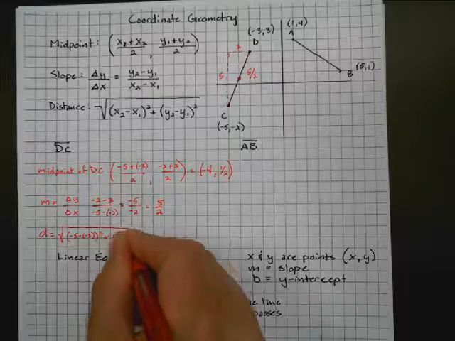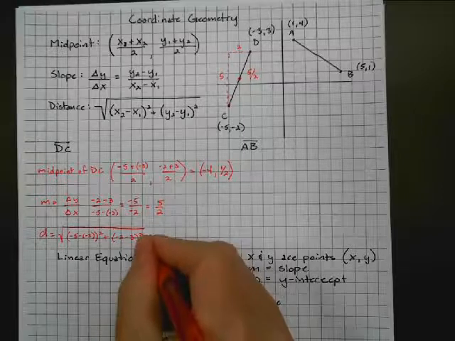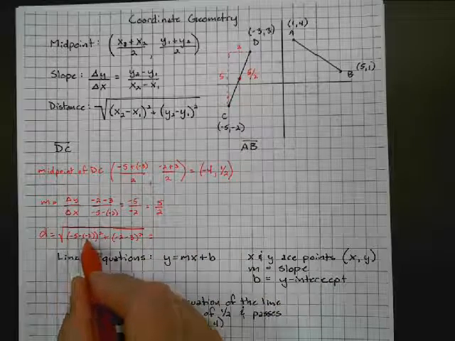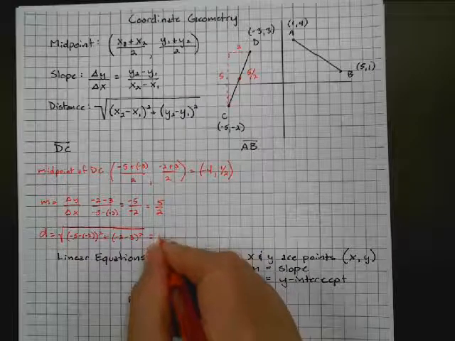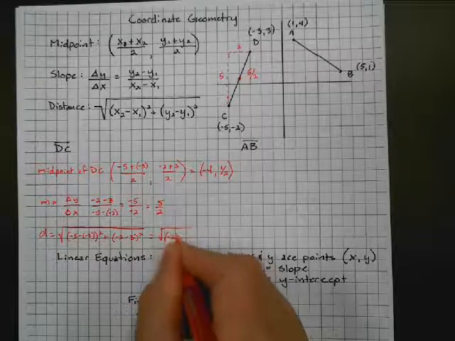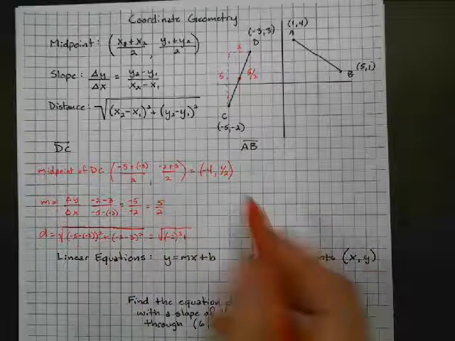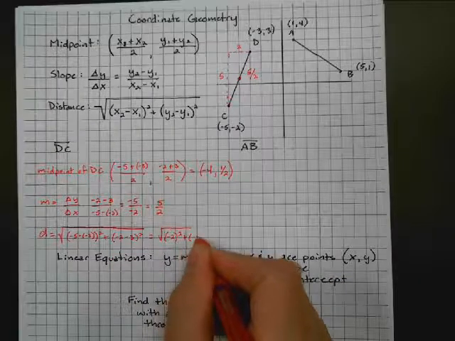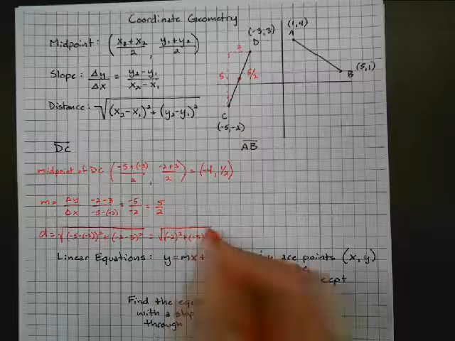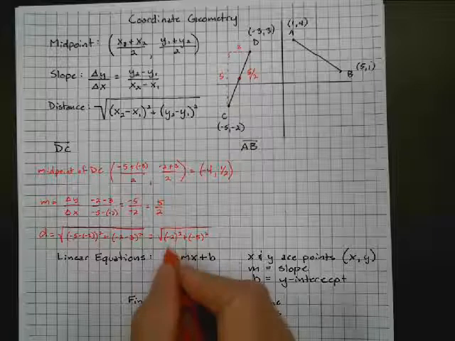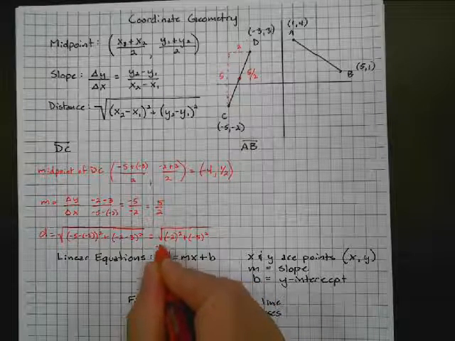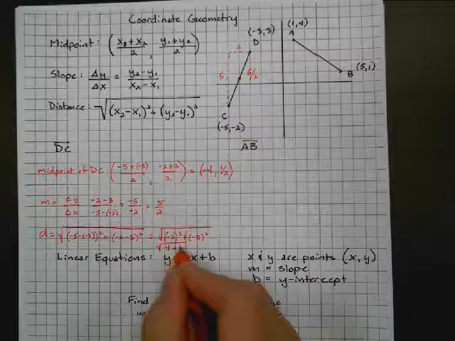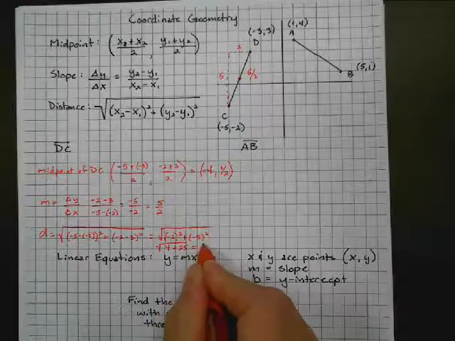And then I'm going to square that number. So here I'm left with -5 minus -3. That would be -5 plus 3, so that's -2 squared, plus -2 minus 3. So -2 minus 3 is -5 squared. So -2 squared is -2 times -2, that's 4. And -5 squared would be -5 times -5, that's positive 25. And we get the answer of the square root of 29.